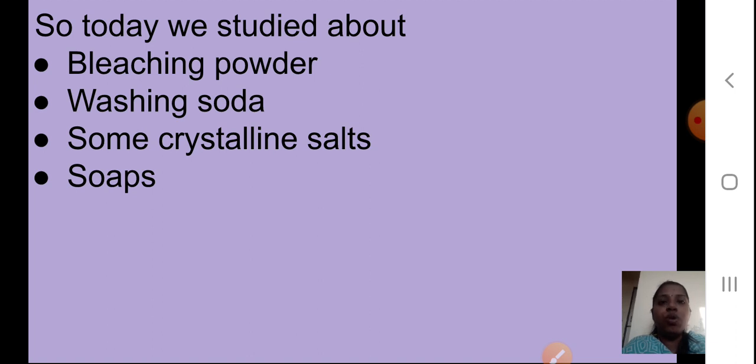Then we studied washing soda. Some crystalline salts we saw which contain water of crystallization. Many examples we have seen. You will write and practice them along with their formulas. And then we studied soaps. Bathing soaps and washing soda and all are totally different. Okay students, I hope whatever we did today you will go through properly and study it well.